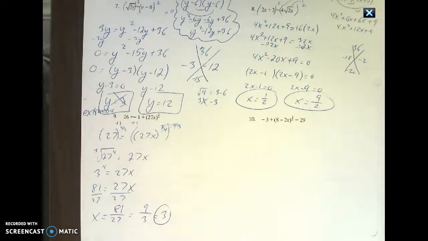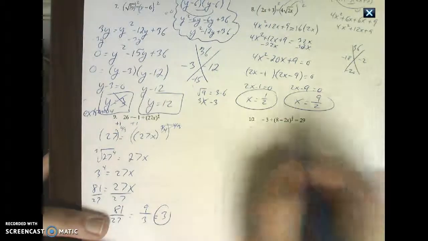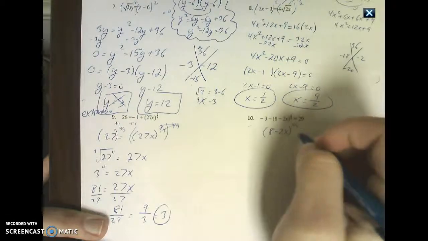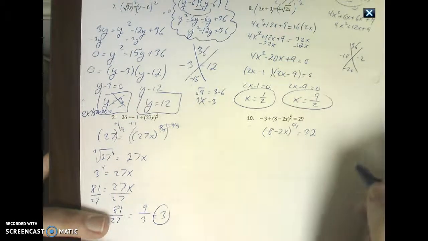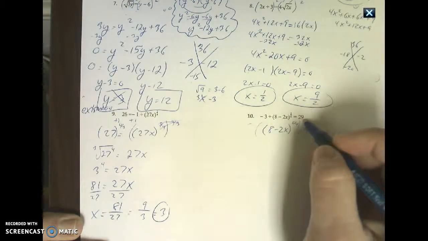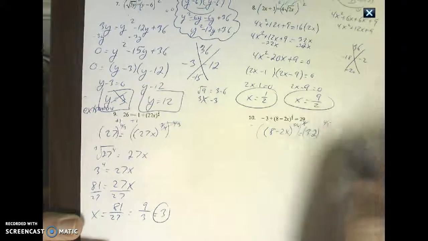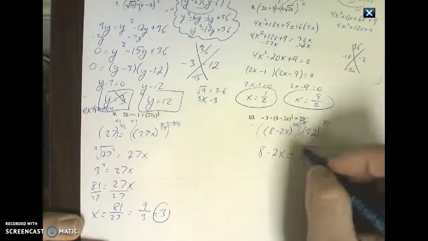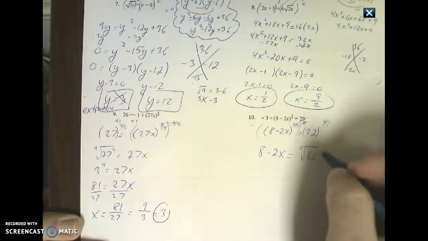Cool. Okay, number 10. Much the same. Add 3 over. So 8 minus 2x raised to the 5/4 equals 32. And then I can do the reciprocal here, which is 4/5. So this cancels out. I get 8 minus 2x equals the 5th root of 32 raised to the 4th.